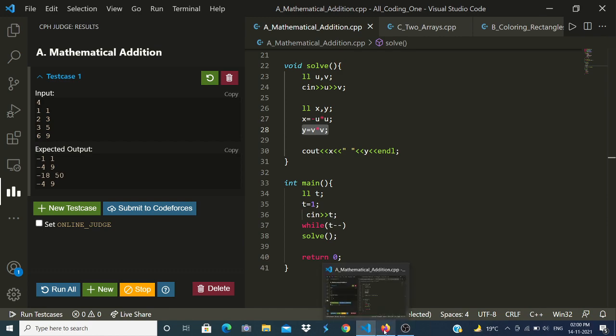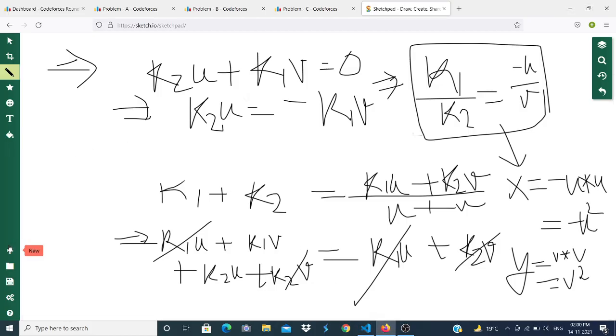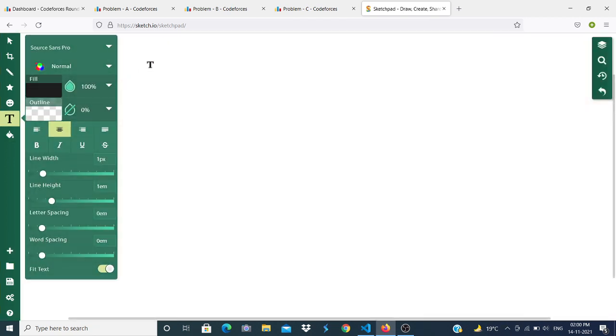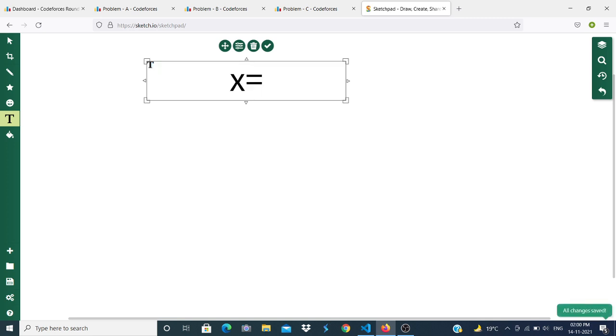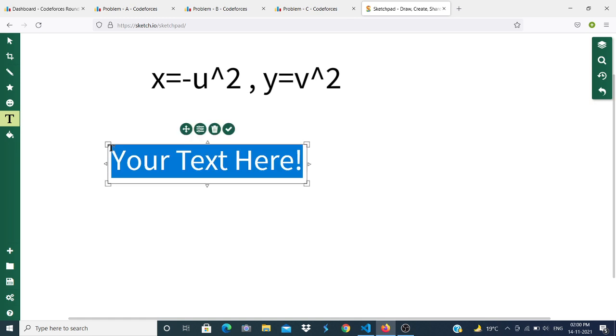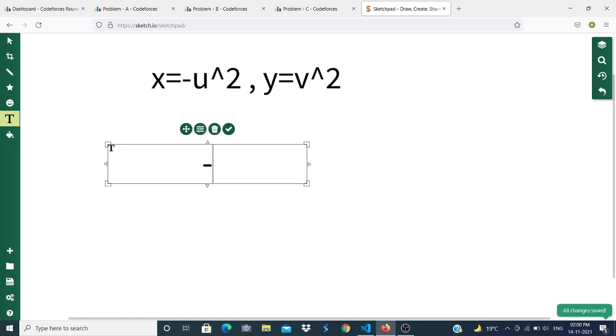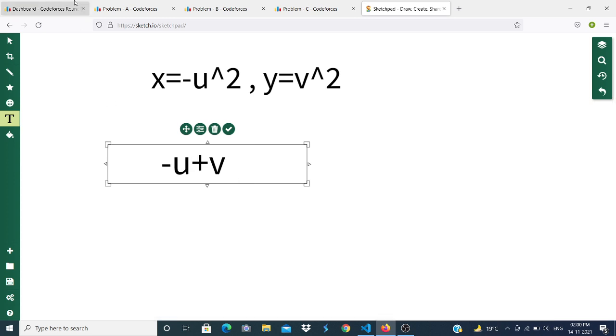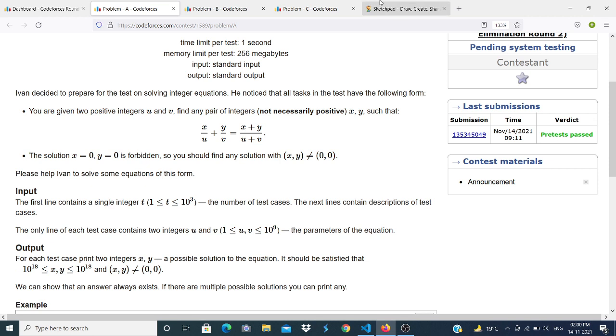And actually you can verify it also. Let me show you how you can verify. If x is equal to minus u square and y is equal to v square, then our left hand side will be what? It will be x by u, so x by u is nothing but minus u, and plus y by v, v square by v is v. And what is our right hand side? That is x plus y divided by u plus v.